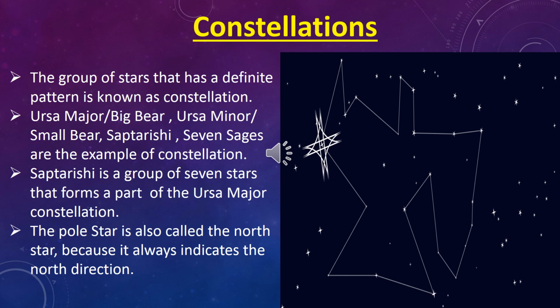The pole star is also called the North Star because it always indicates the north direction. It always remains in the same position in the sky. Pole star never changes its place in the sky. That's why the fishermen and the sea surfers always find the north with the help of the pole star.